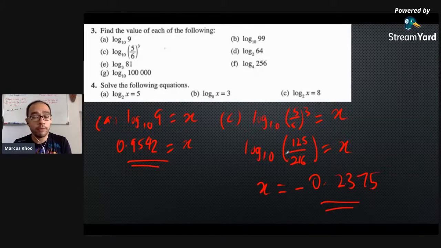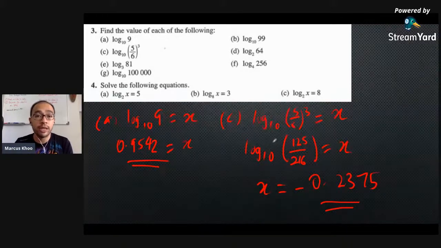So just be careful of this. Make sure you calculate this first before you get this. Negative 0.2375, no problem. Remember, this number can be negative. These two cannot be negative for this log to be defined. Now, it's all well and fine if everything is in log 10.